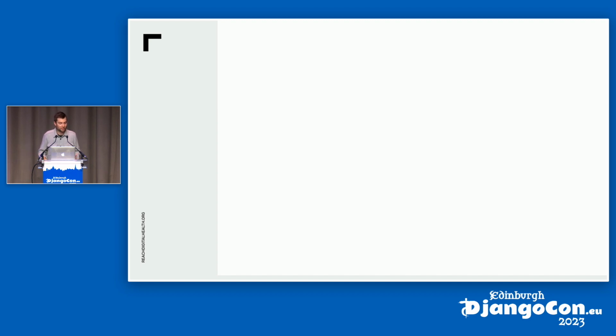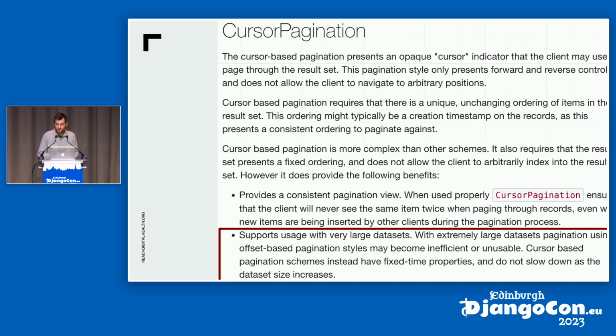Django REST framework has a few built-in options. It does the page number pagination, similar to what Django admin does. Obviously, you can't use that. There's a limit offset, which also uses count, so we can't use that. Finally, there is cursor pagination, which it offers. This is the one you want for really large tables.